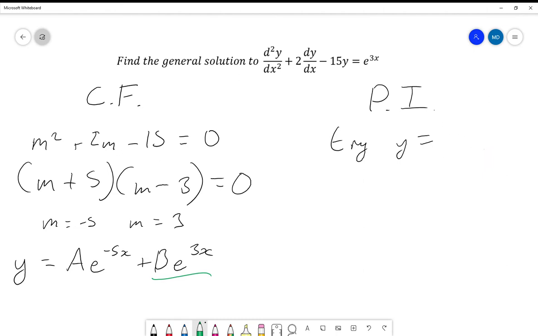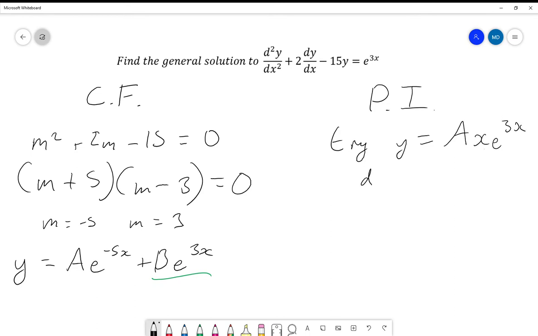Now, as always, any time we have a term repeated, but we want them to be different, you just multiply it by x. So we're going to try instead y equals a x e to the 3x.